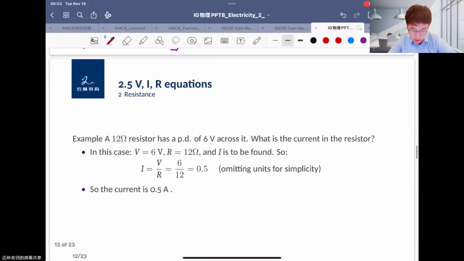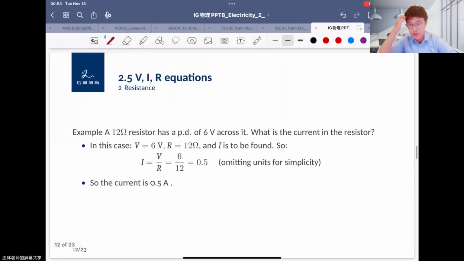Okay, so let's have a review on the V = IR equation, based on Ohm's law. Here, we have a 12 ohm resistor with a potential difference of 6 volts across it. If we want to find the current in the resistor, we can use Ohm's law, right? So resistance equals U over I.